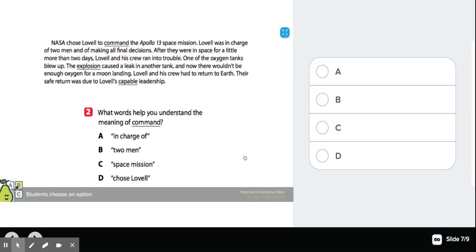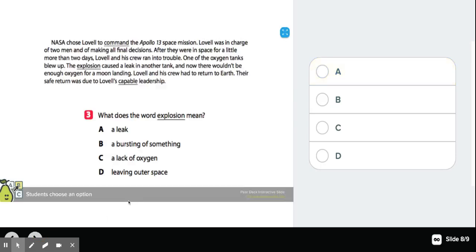Number 2. What words help you understand the meaning of command? So what were the context clues in the paragraph that we read? Well, I read you the first sentence. He was chosen to command the Apollo 13 space mission. The next sentence says he was in charge of 2 men and of making all final decisions. We know that being a leader and commanding something, the words in charge are the context clues for this question. So the answer is A.